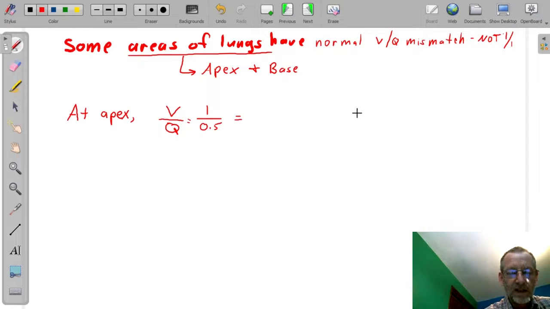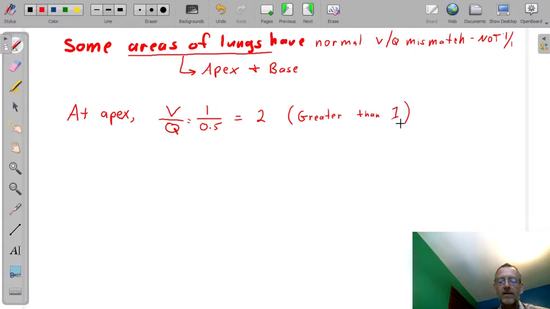Okay, so what's the VQ ratio? It's 1 over 0.5, which equals 2. So here we have a VQ ratio of 2, and this is greater than 1. So this is how it's often expressed. The VQ ratio equal to 1, less than 1, or greater than 1. So if the VQ ratio is greater than 1, as 2, what does that tell you? Well, ventilation exceeds perfusion.